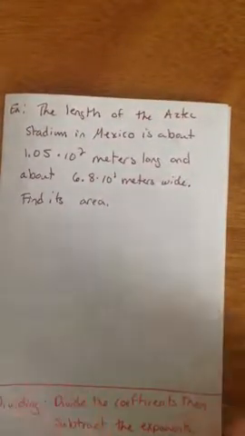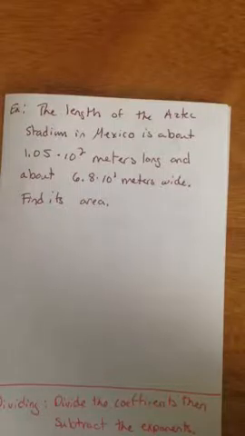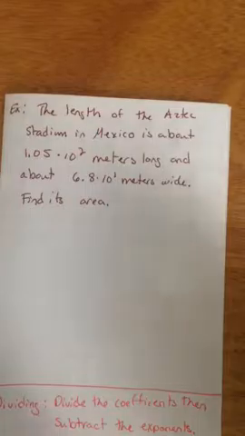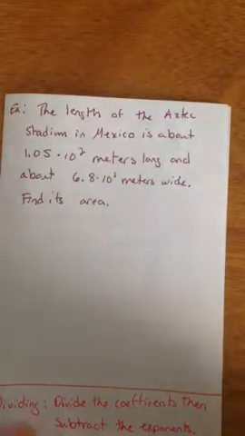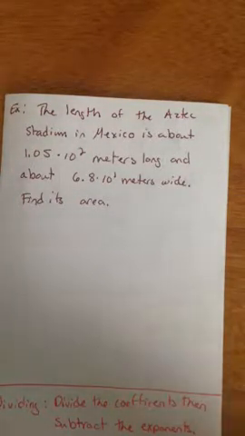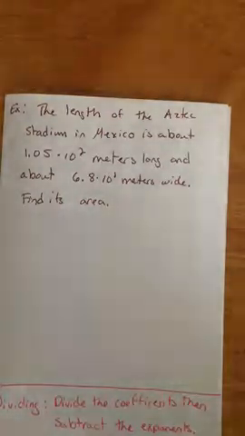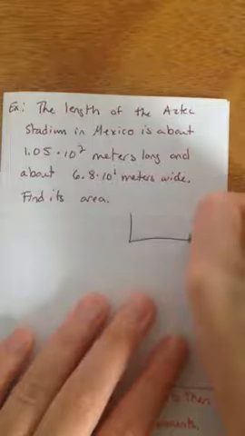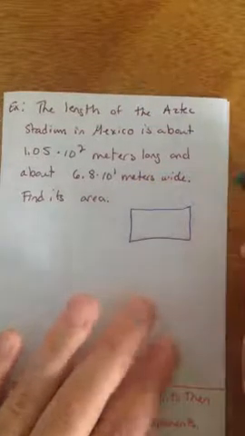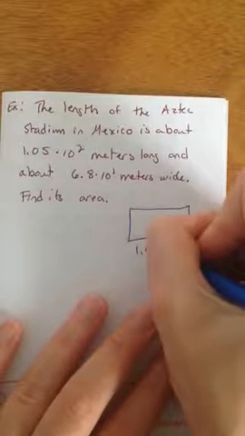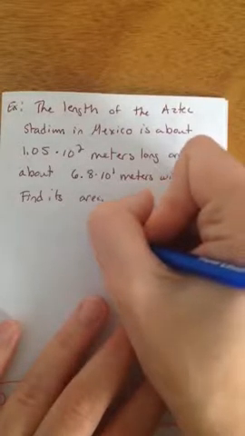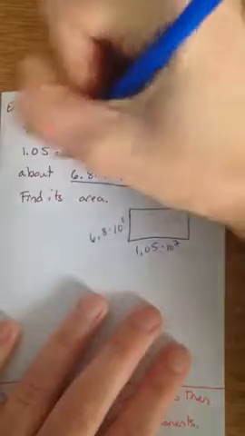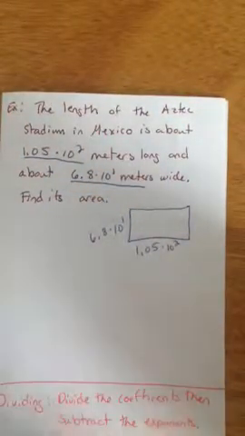It says the length of the Aztec Stadium in Mexico is about 1.05 times 10 squared meters long and about 6.8 times 10 to the 1 meters wide. Find its area. So again, we have a rectangle, the stadium. So it's 1.05 times 10 squared by 6.8 times 10 to the 1. That's our important information, so you should always read it again.